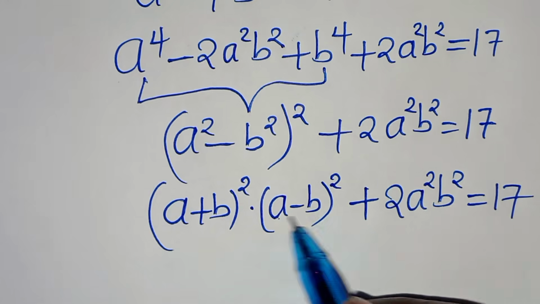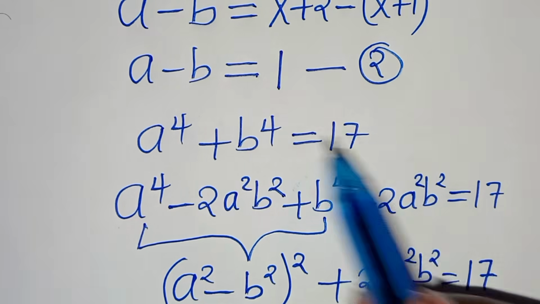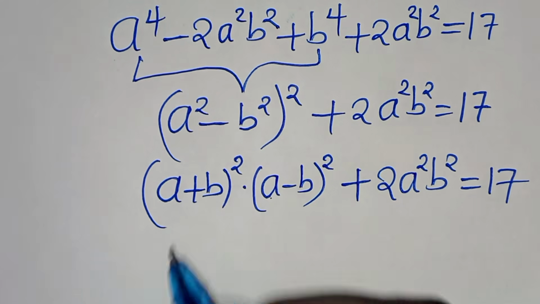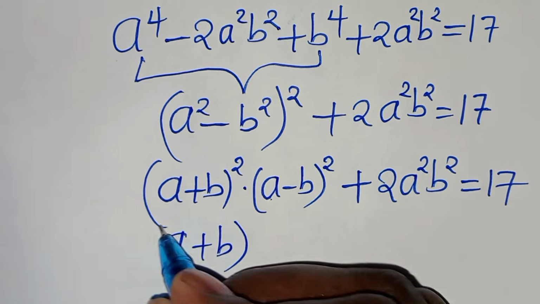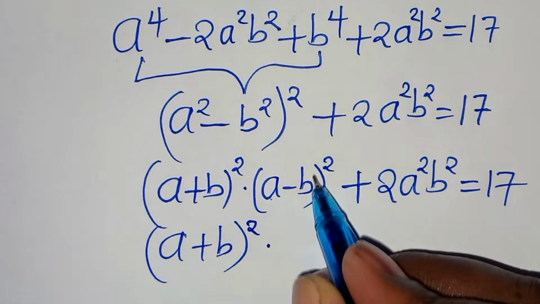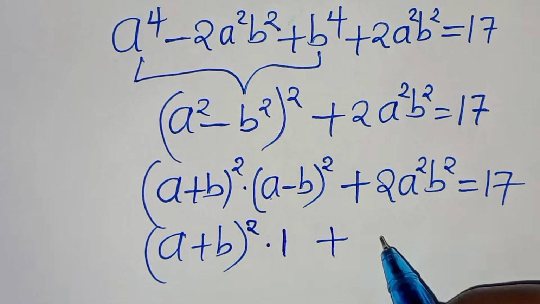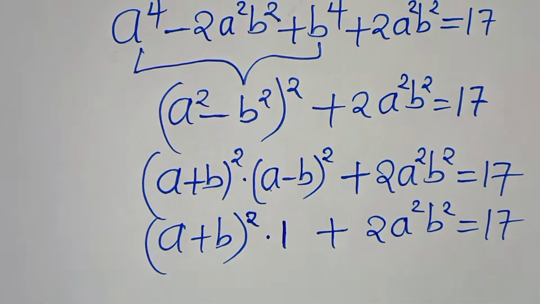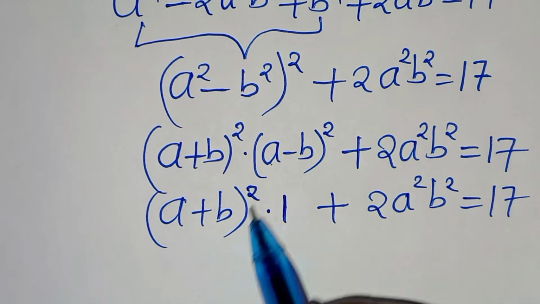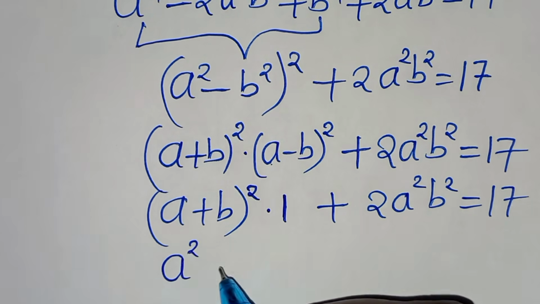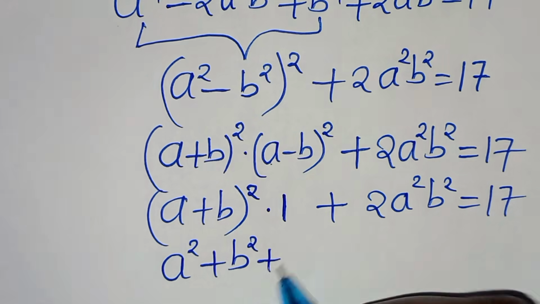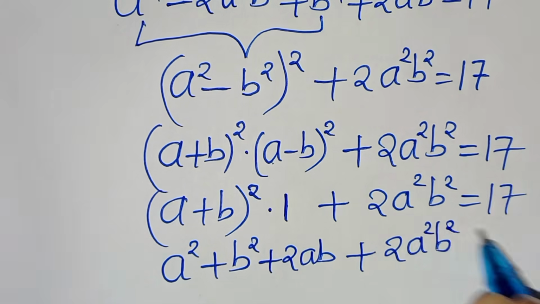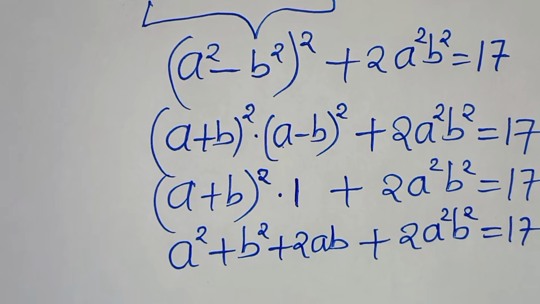Now, we have that a minus b from equation 2 is equal to 1. Let's substitute 1 where we have a minus b, so that we have a plus b raised to the power of 2 multiplied by 1 squared, which is 1, then plus 2a squared b squared. This is equal to 17. So let's expand a plus b squared. So this is a squared plus b squared plus 2ab, then plus 2a squared b squared equals 17.